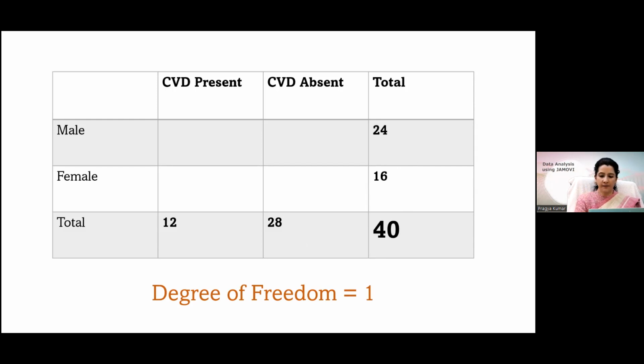How to understand this? If you put this value of 1 here, can you deduce the other values in the other 3 cells? What will be the value here? What will you write in this cell? 23. Okay. What will you write in this cell? 5. And what will we write in this cell? 11. So the moment you have only 1 degree of freedom, that means only one cell can be chosen. The other 3 are fixed.